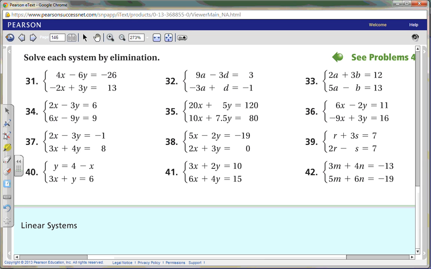42. Are you going to have a fractional answer there, or I should say a fractional expression that you plug in? Yes. Do you feel like you understand what I'm talking about with substitution versus elimination now?